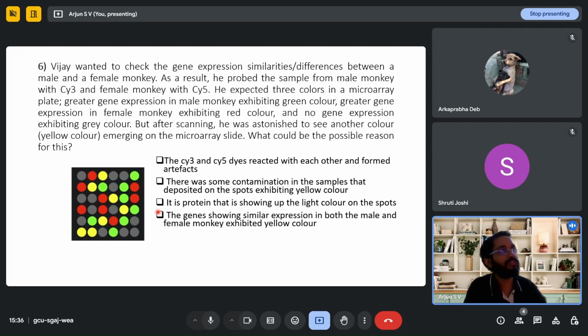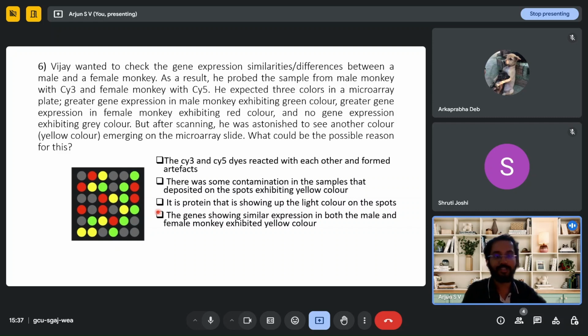Vijay wanted to check the gene expression similarities or differences between a male and a female monkey. As a result, he probed the sample from the male monkey with Cy3 and the female monkey with Cy5. Cy3 is a green dye and Cy5 is a red dye, and he expected three colors in a microarray plate: greater gene expression in the male monkey exhibiting green color, greater gene expression in the female monkey exhibiting red color, and no gene expression exhibiting gray color. But after scanning, he was astonished to see another color emerging, yellow, on the microarray slide. So, what could be the possible reason for this?